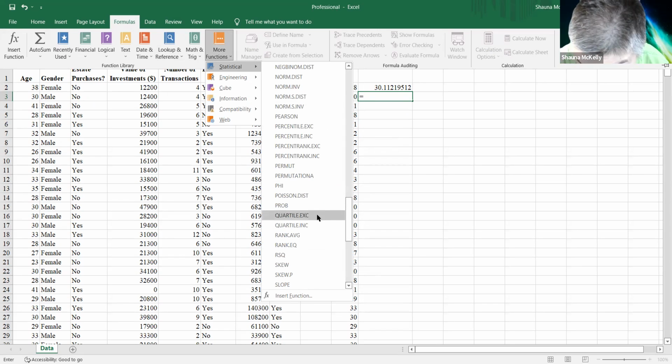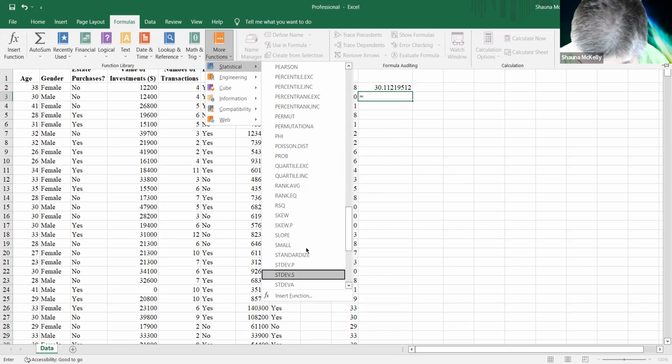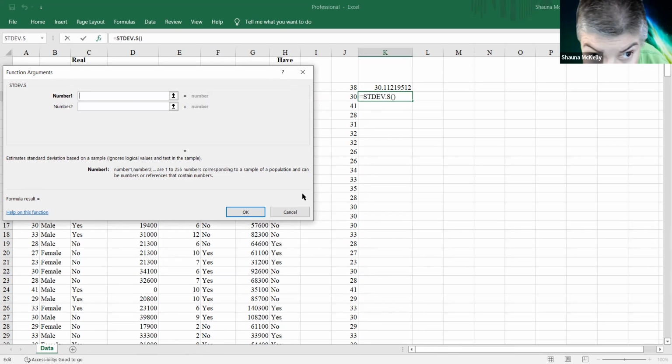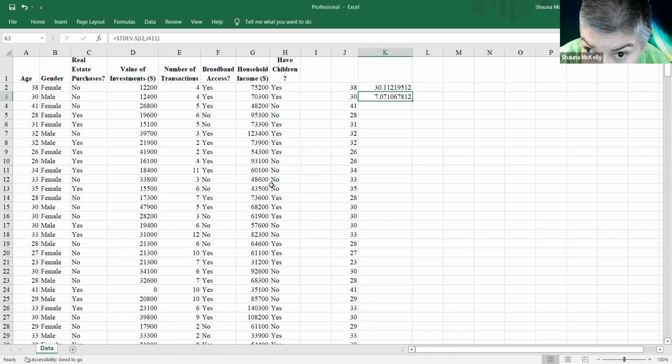There's different standard deviations, statistical, and then you go to the standard deviation. So this is going to be, make sure you're using stdev.s. So that's this, and then you're going to say, and then you have J2, in my case, yeah, J2 and J411.